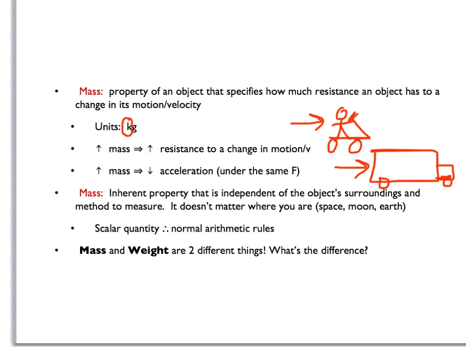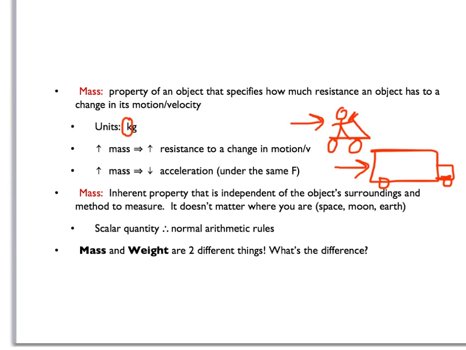Another way to think about mass is as that inherent property that is independent of an object's surroundings and your method to measure it. Basically what we're saying is that it doesn't matter where you are. Mass is inherent to the object and it will always be the same value. So when we think about mass versus weight, they are two different things. The difference is that with mass, that mass is the same anywhere you go. If you are a 60 kilogram person, your mass will be 60 kilograms on Earth, 60 kilograms on the moon, and 60 kilograms in deep space.